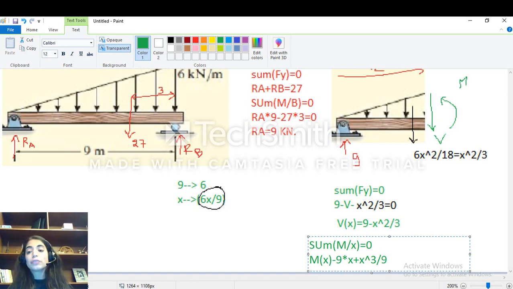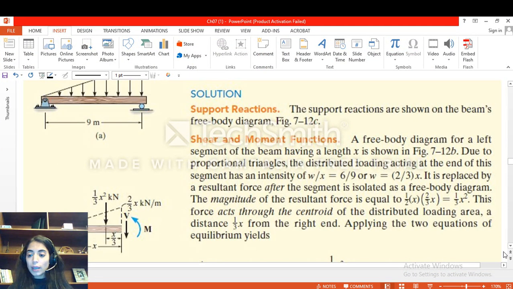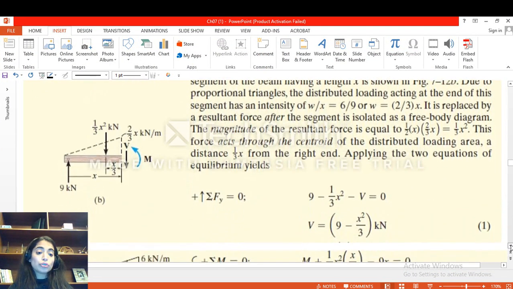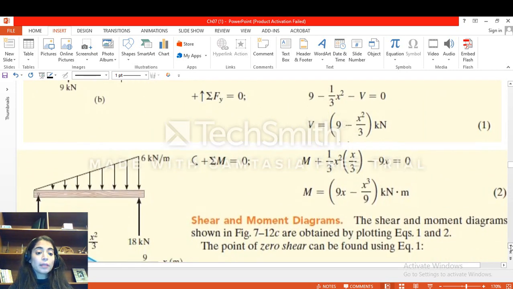So guys, don't forget to multiply this F resultant by the distance from this F resultant to x, which is here the base over 3, and this is equal to 0, and this means, of course, that M of x is equal to 9x minus x cubed over 9. So guys, now I have the equation of V and I have the equation of M, so I can draw the shear and moment diagram, as you can see here in the slide.